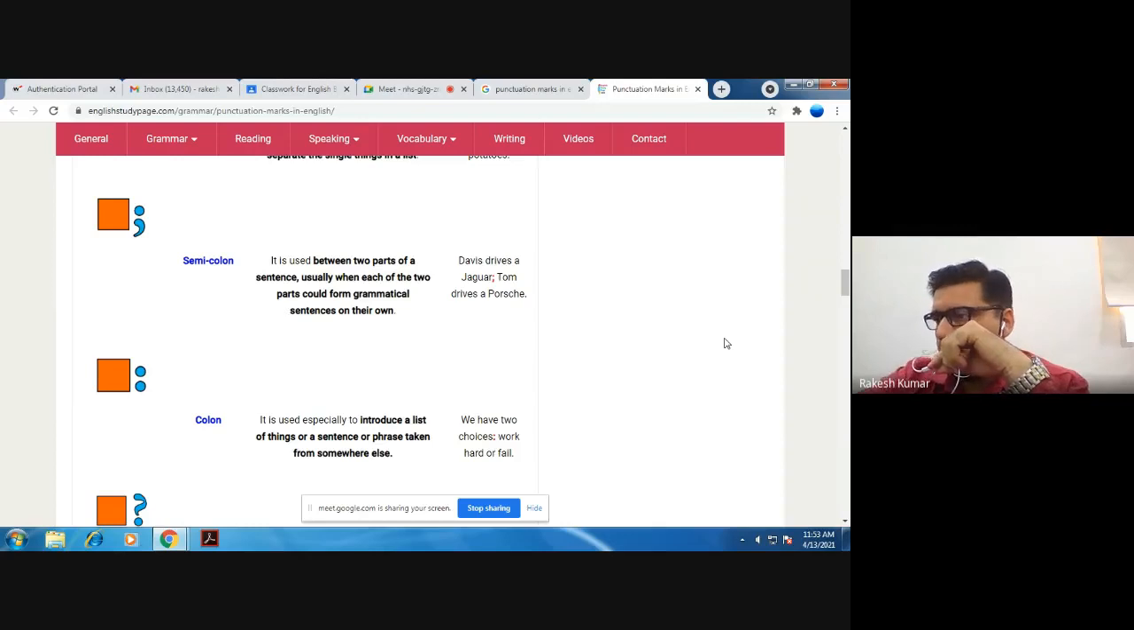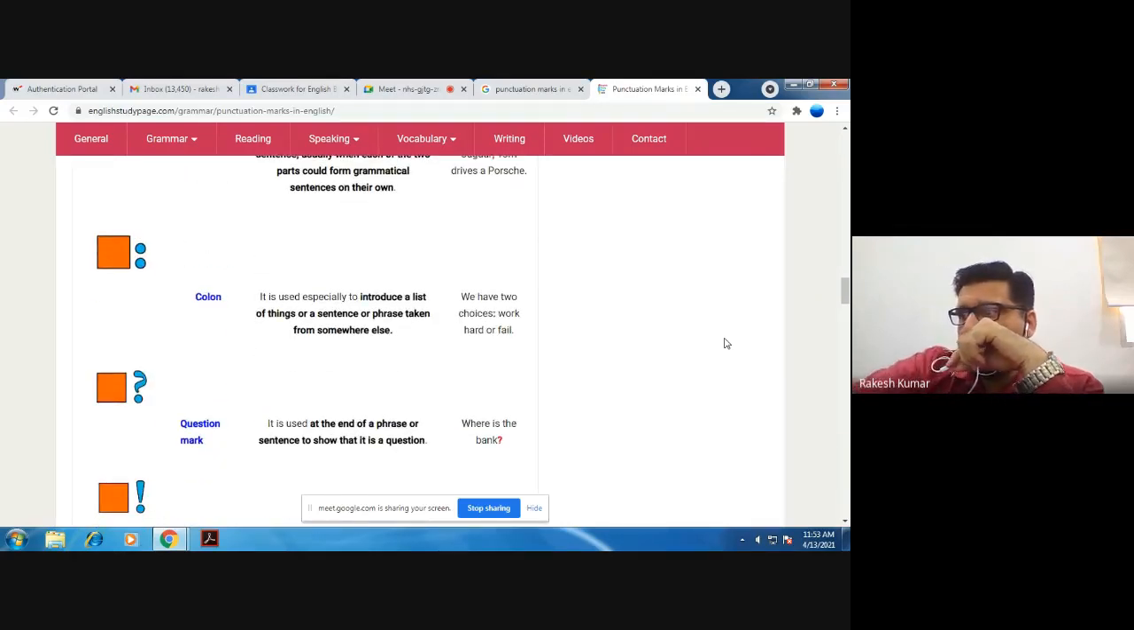Next we have the colon. They are saying it is specially used to introduce a list of things, or a sentence or a phrase taken from somewhere else. So there are two things. One is you originally use it, and another is you pick it from somewhere else. That is how they have said you apply a colon.